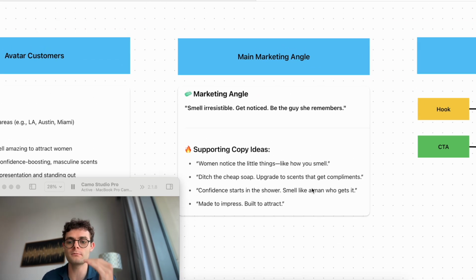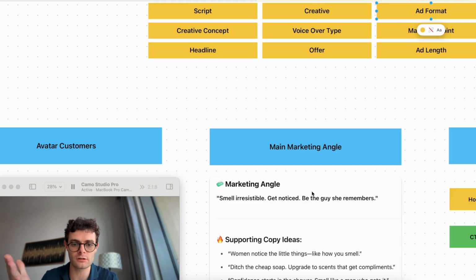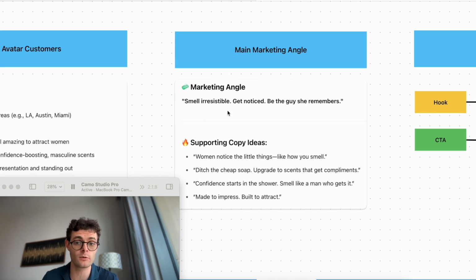Next is pain points. What is the main pain point that the ad is actually talking about? In this case, smells irresistible, get noticed, and be the guy she remembers. So being a memorable guy that doesn't have a normal scent, but is the memorable guy that gets girls with a good scent. So this is the angle.